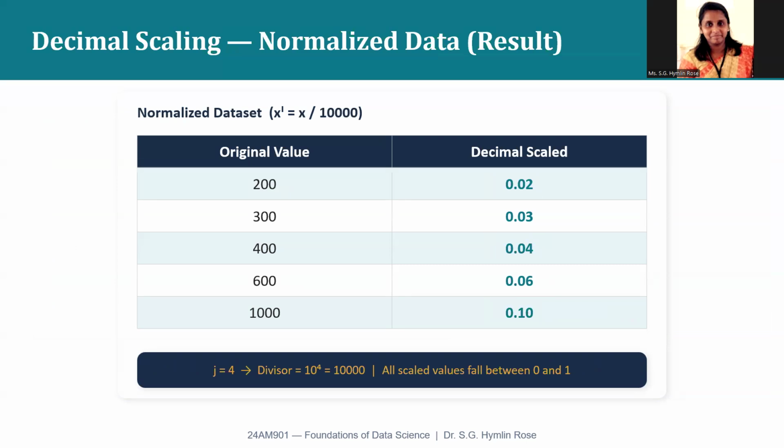So you identify the maximum absolute value in the data set, count the number of digits in the maximum value to determine j, and divide each value by 10 power j. These are the simple steps, 3 steps. Identify the maximum absolute value in the data set, count the number of digits in the maximum value to determine j, and divide each value by 10 power j. For example, here j is 4, so 10 power 4. So this is another simple method.